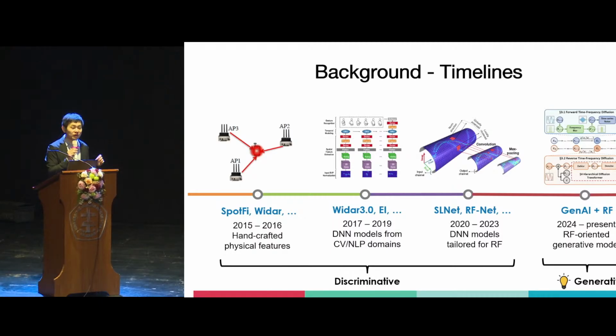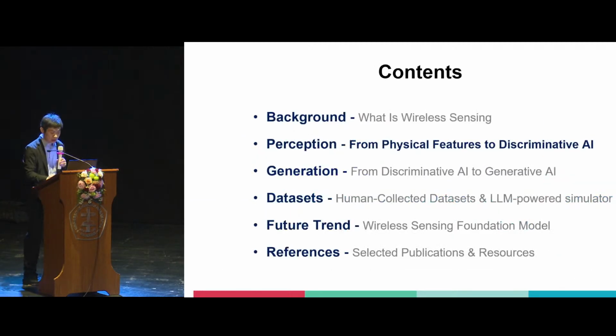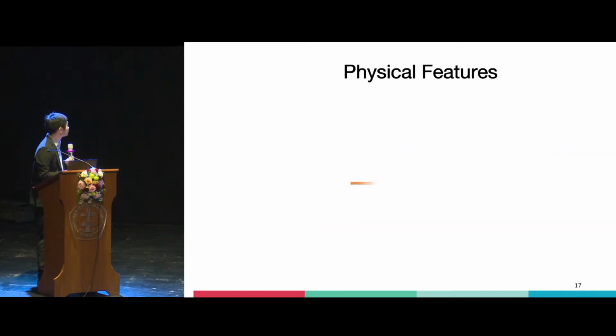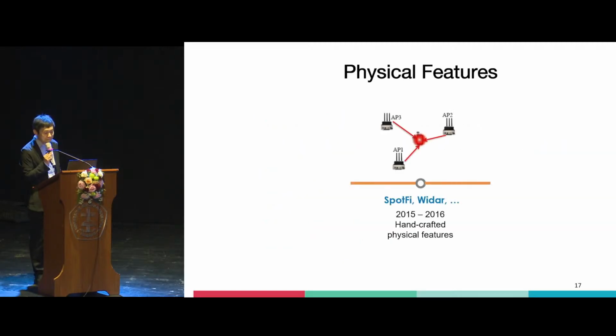Okay, now I will follow the historical path of wireless sensing development in the past decade and talk about the discriminative models and then the generative works in more detail. Let's first review what researchers have done in the stage from physical features to discriminative AI. At the very beginning, we analyzed the signal by handcrafted physical features, with classic research works like Spotify and WiDar.